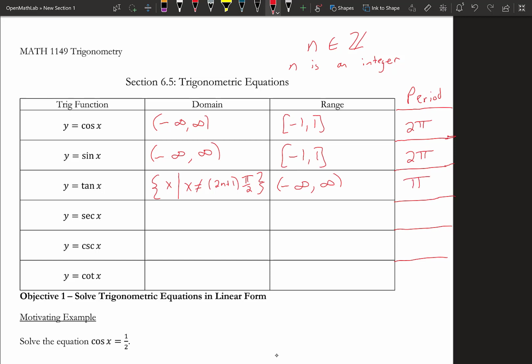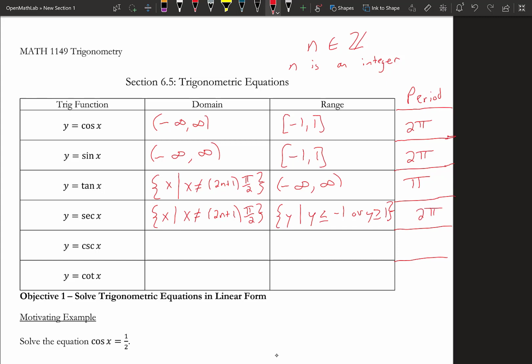And then for secant, the domain for secant is actually the same as tangent, right? So that's any x such that x is not equal to 2n plus 1 times pi over 2. Again, we can't have odd multiples of pi over 2. And then for secant, the range is any y such that y is less than or equal to negative 1, or y greater than or equal to positive 1. And the period for that is 2 pi.